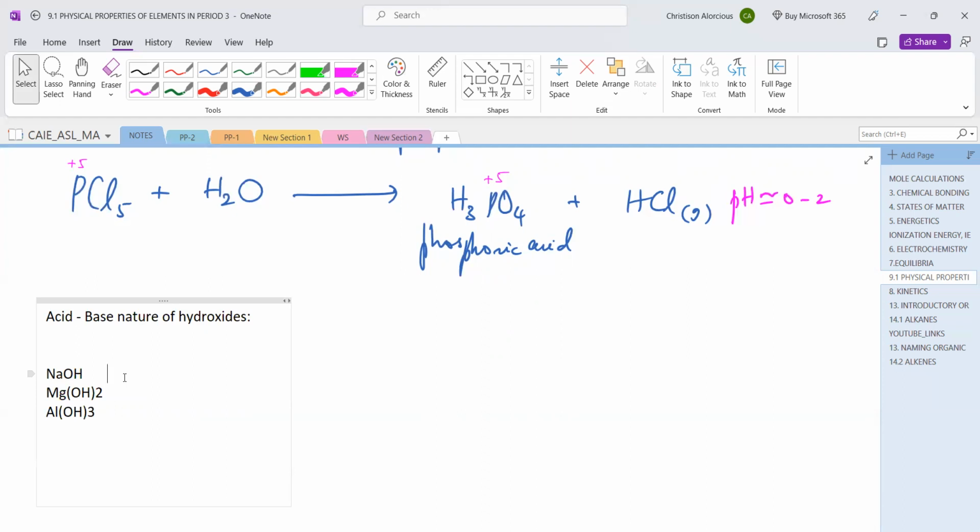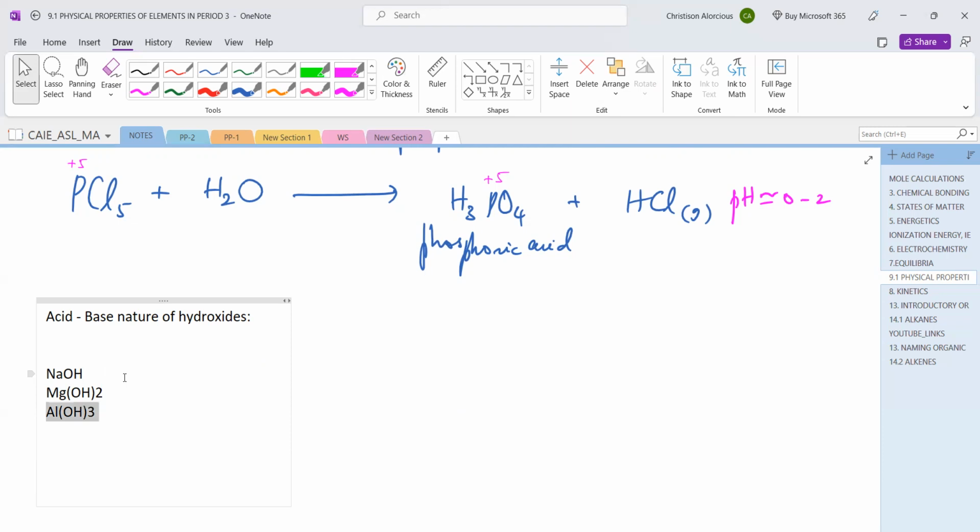But aluminum hydroxide is insoluble in water, or sparingly soluble, as we call it in chemistry. However, aluminum hydroxide does react with both acids and alkalis. The reactions are exactly the same as the reactions of the oxides with acids and alkali, giving you salts in both cases, showing that aluminum hydroxide is amphoteric.